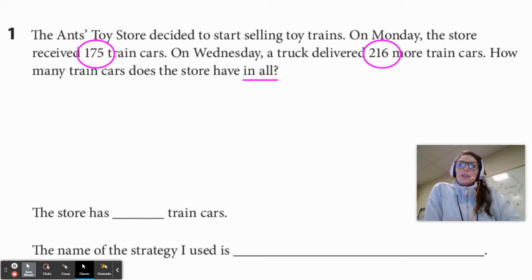I like to go through and reread and find the important information in the story problem. On Monday, the store got 175 trains. On Wednesday, they got 216 more. How many in all? You can pause this video as you work on number 1. Press play when you're ready to go on to number 2.